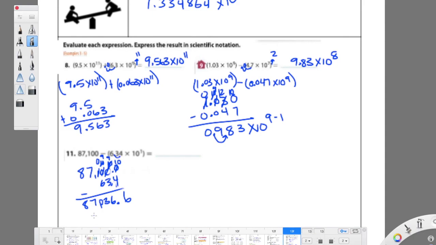So the problem with this one is this is just the number because I took it out of scientific notation. I need to put it back in, so I'm going to go 1, 2, 3, 4. I'm going to move it 4 times. So it's going to be 8, 7, 0, 3, 6, 6 times 10, and I moved it 1, 2, 3, 4 times. So I have to make sure I put an exponent of 4 to show that I moved that 4 times.